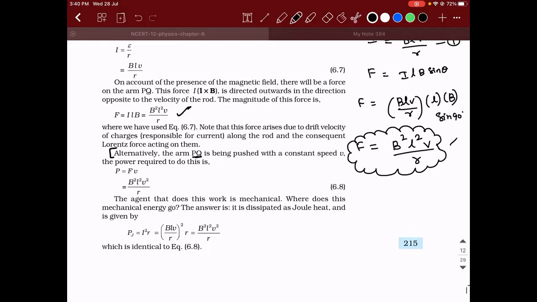So there are two types of questions that are possible. They can either ask you what is the force experienced by the current carrying conductor? Yes, it is B square L square V divided by R. Or sometimes they can ask what is the force that is needed to ensure that it is moving with a constant velocity? That is also B square L square V the whole divided by R.